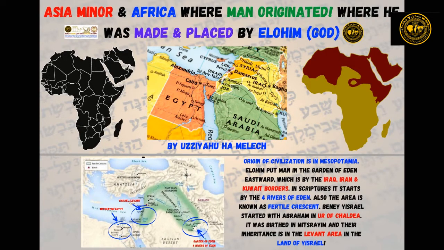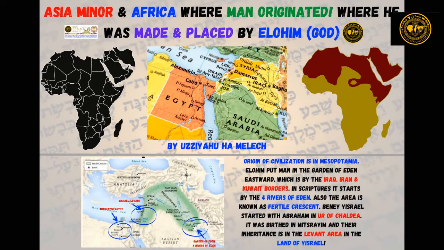Look, if you look down here, right? So the origin of civilization is Mesopotamia. Elohim put man in the Garden of Eden eastward, which is by the Iraq, Iran, and Kuwait borders. In scripture, it starts by the four rivers of Eden, also the area is known as the Fertile Crescent. Bnei Israel, the children of Israel, started with Abram, whose name was changed to Abraham, and Sarai, whose name was changed to Sarah, in Ur of Chaldea. It was birthed in Mitzrayim, Israel, right? And their inheritance is the Levant area in the land of Israel.